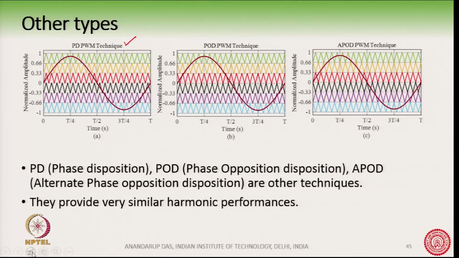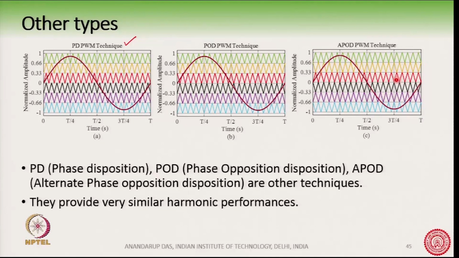on the leftmost side, and you see all these carriers are identical, but they are just vertically phase shifted. There are other techniques also, like phase opposition disposition PWM, where you see these three carriers are identical, but vertically phase shifted, but these three lower ones are 180 degree phase shifted to the top ones. This one, this one, this one, these are 180 degree phase shifted to the top ones. Then there is also something called alternate phase opposition disposition.